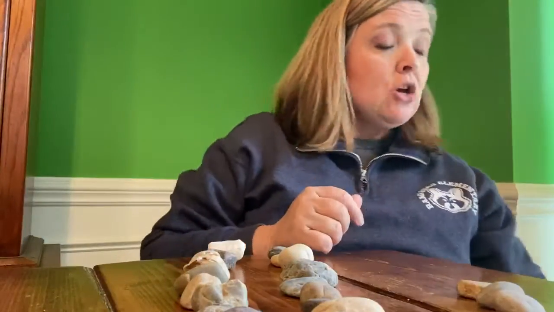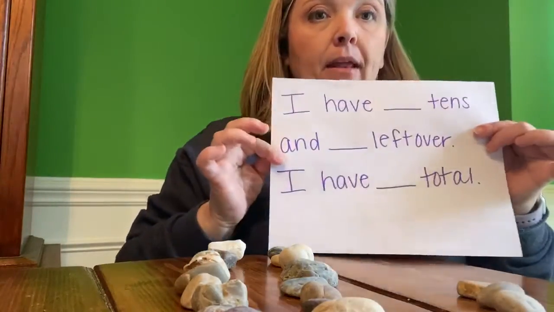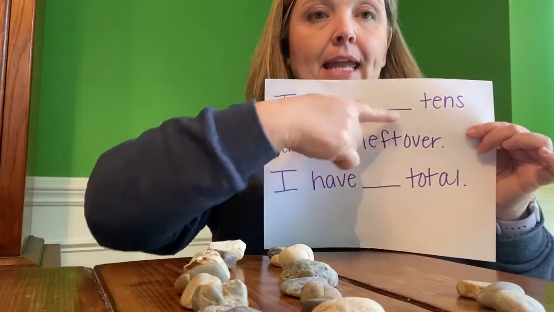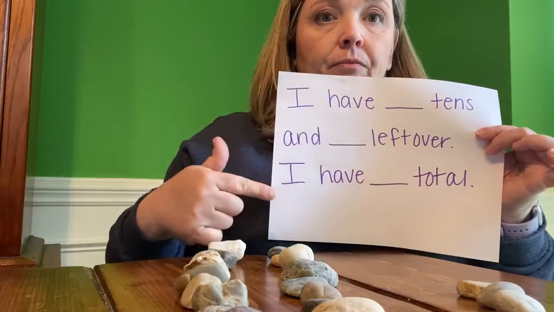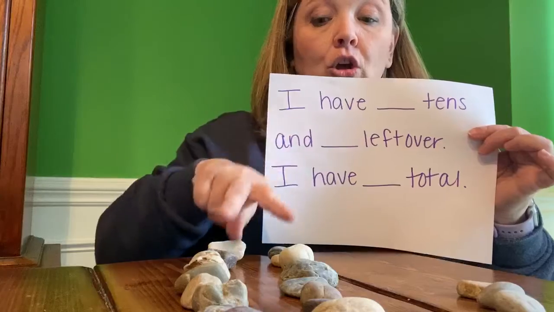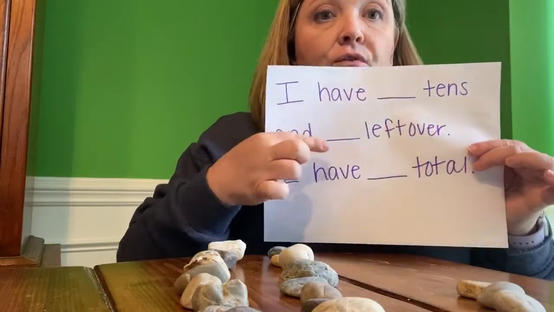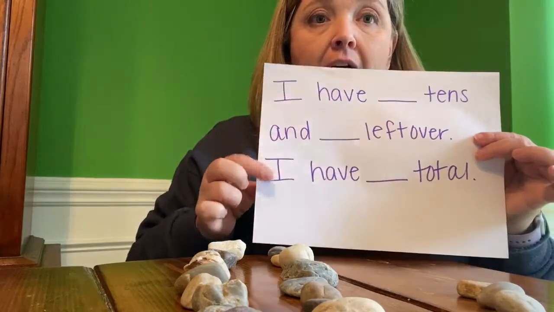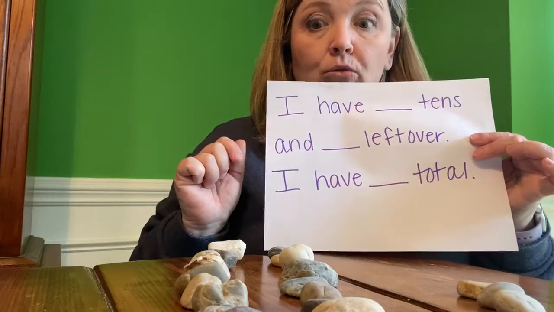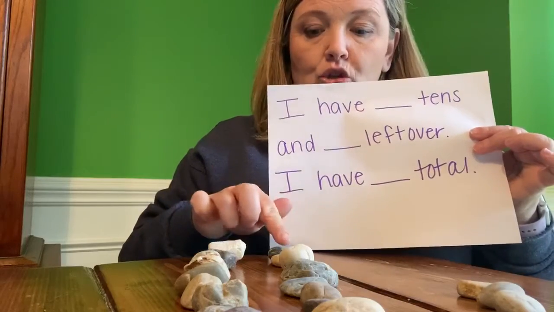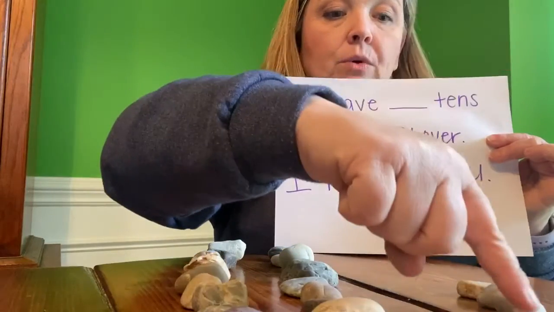Now the directions say to write a sentence. Sometimes I don't remember what I'm supposed to write. So I made this. It says, I have blank 10s and blank left over. So I can say, I have 2 10s, remember, because I have 2 groups of 10, and 4 left over. I have how many total? Well, I have to count. 10, 20, 21, 22, 23, 24.